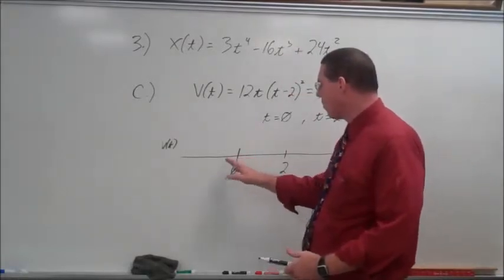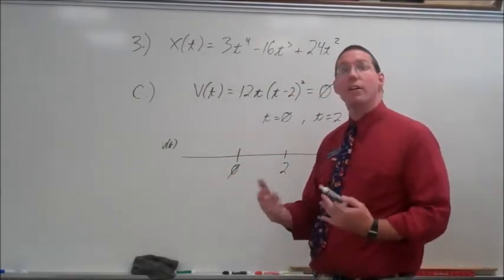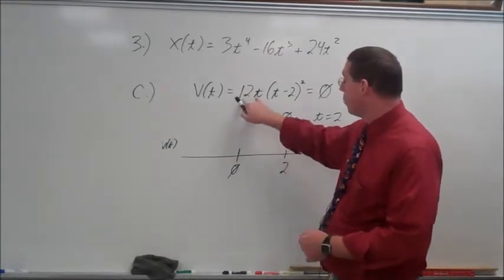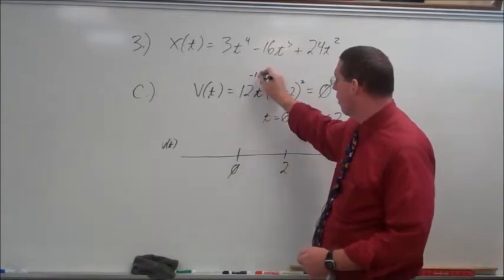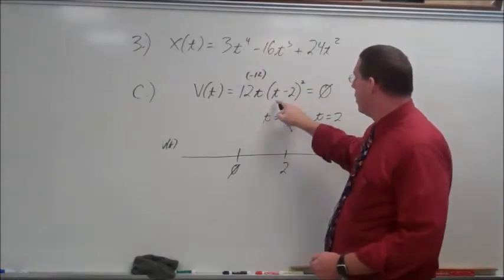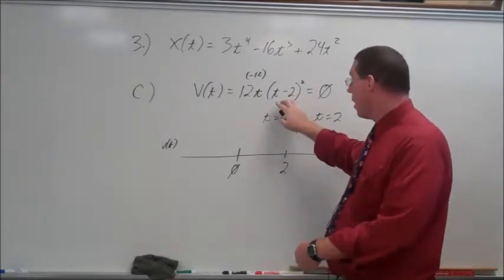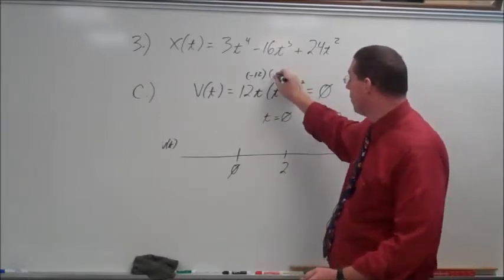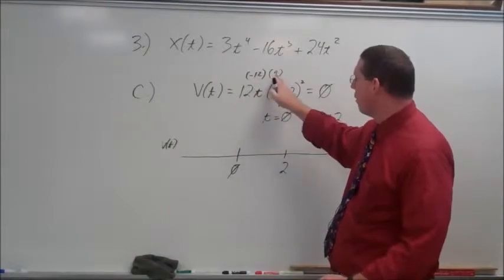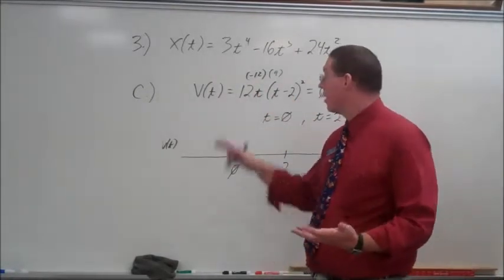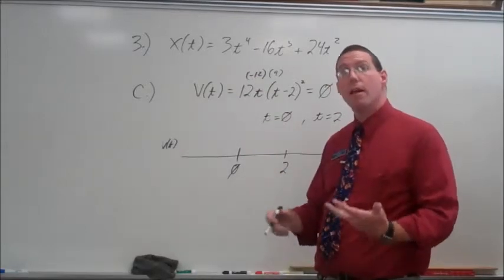So let's take a number less than 0. How about -1? So we'll plug -1 in here. 12 times -1 is -12. -1 minus 2 is -3. -3 squared is +9. So we have a -12 times a +9. It doesn't matter what the value is, we just know that a negative times a positive is negative.